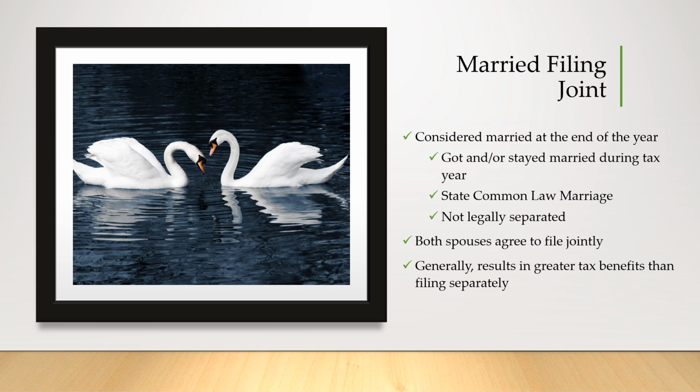So the second criterion is that both spouses need to agree to file jointly. If one of the spouses says, I don't want to file with so-and-so, then they would need to file separately. They could not file jointly. Both spouses need to agree.